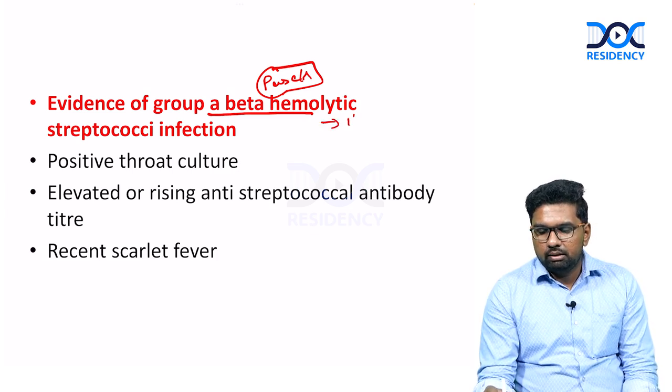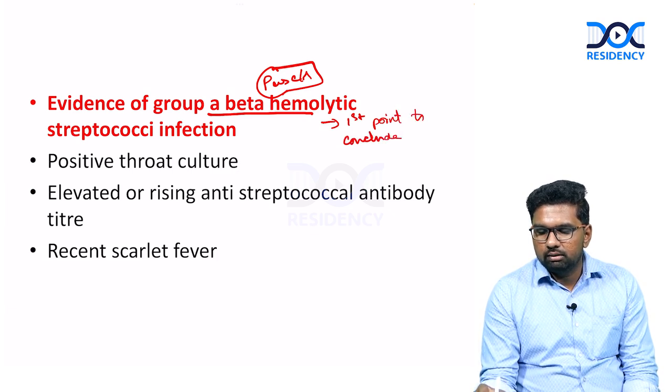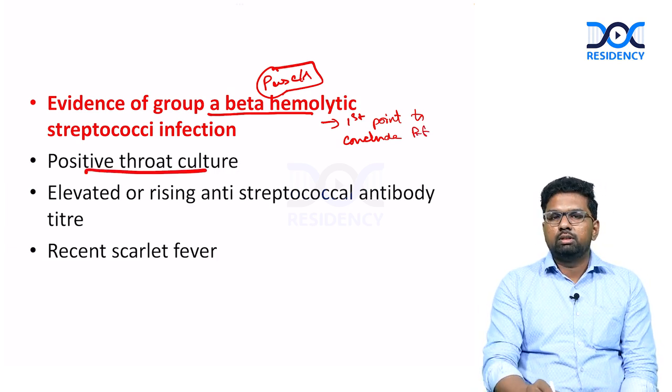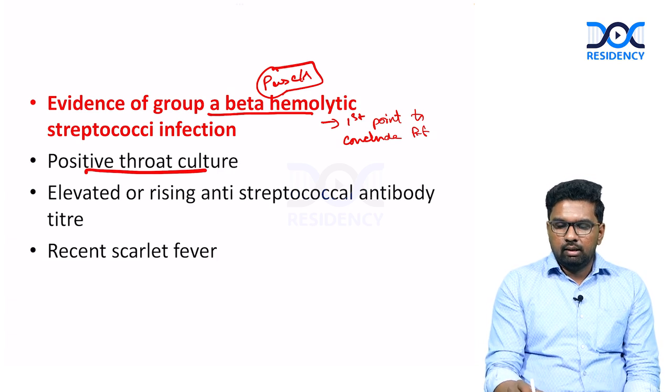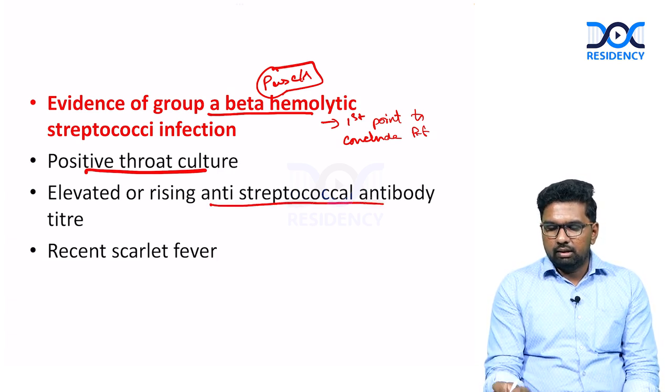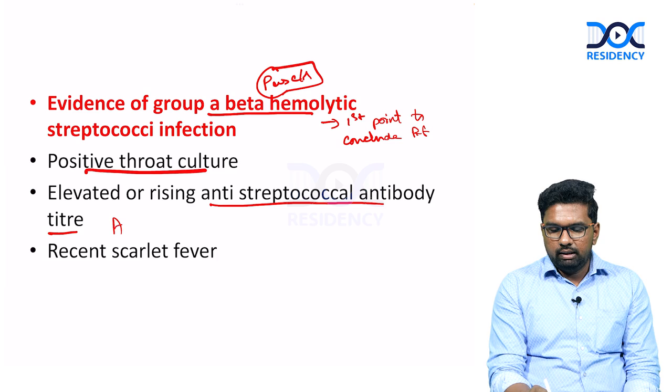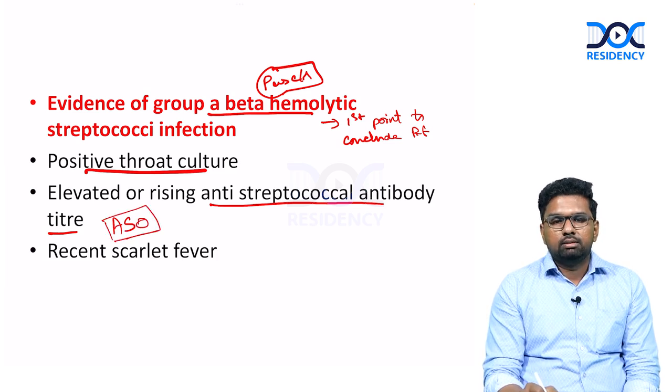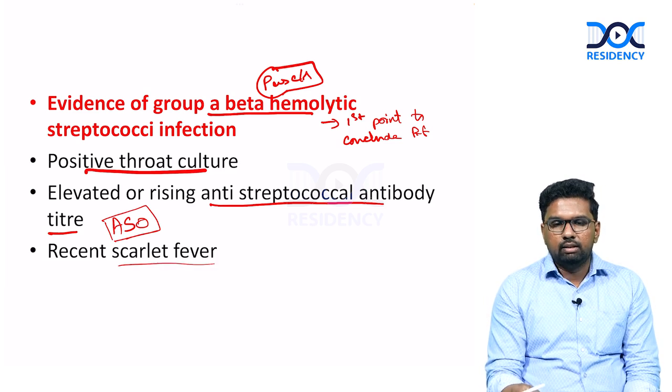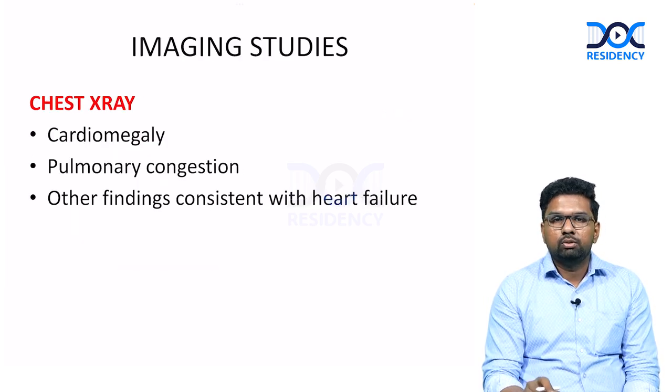It is a first point to conclude or to infer the patient is getting rheumatic fever. A positive throat culture for this specific organism, and elevated anti-streptococcal antibody titer, that is ASO, anti-streptococcal titers, and the recent history of scarlet fever. These are all used for confirming the diagnosis of rheumatic fever.